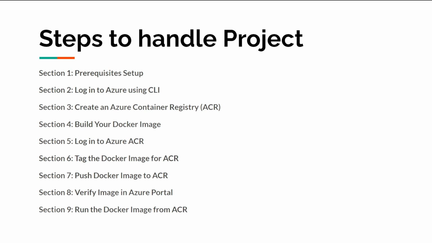We will see the prerequisite setup like Docker and Azure CLI. We will check the Azure login using the CLI. We will create Azure Container Registry. Then we do the build of the Docker image. Then again we will check the login of the new ACR which we have created, take the Docker image, then push the Docker image to the ACR, and last we will validate whether the new image has reached the Azure portal or not. And we'll also validate the image by pulling it locally, and we'll try to run that image locally.